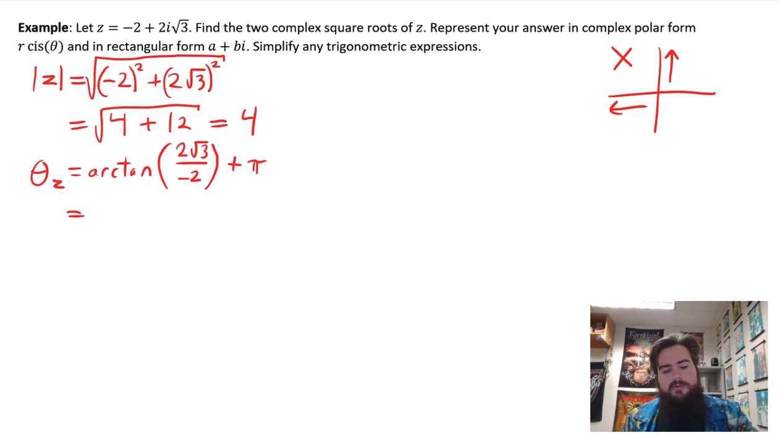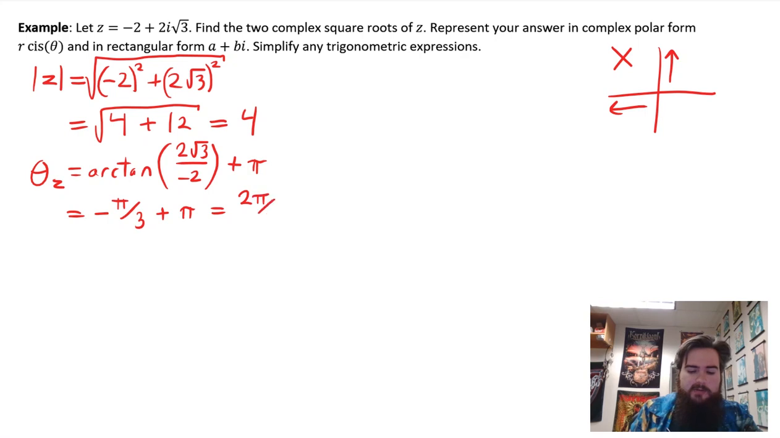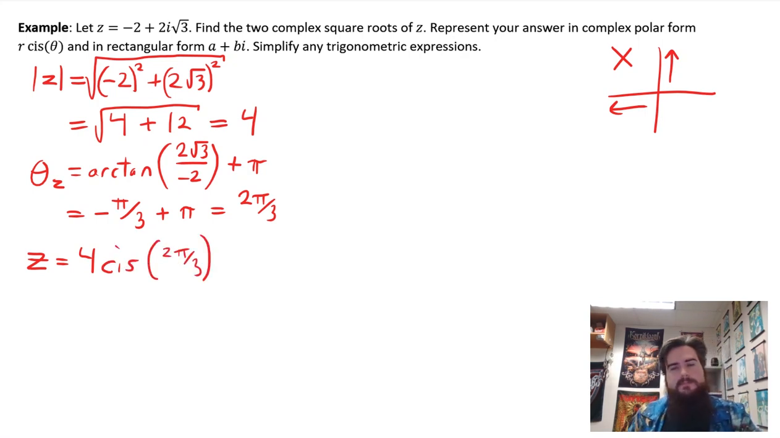Arctangent of 2 square root of 3 divided by -2, if you simplify the inside to square root of 3 over -1, you will find that this gives you -pi/3. And if we then add pi to that, we get the correct argument in quadrant 2 of 2pi/3. Meaning that I can write z as 4 cis of 2pi/3. Now we're going to need that in order to come up with the two complex square roots of z.